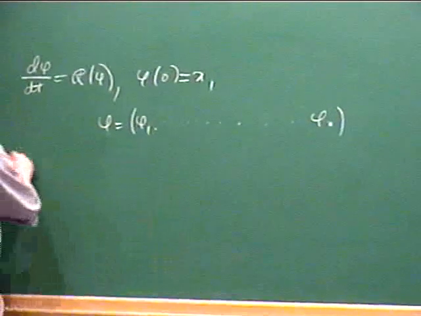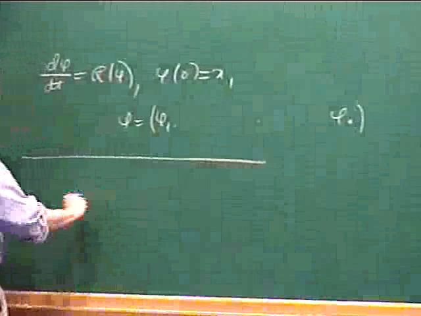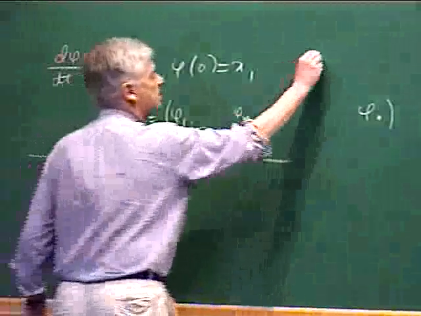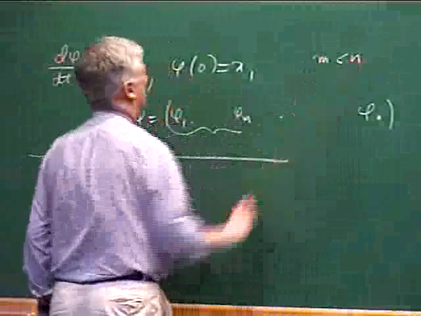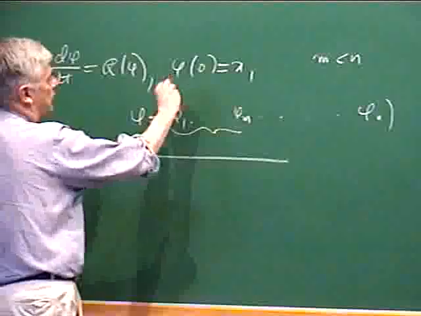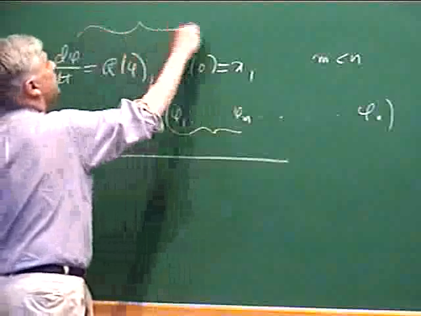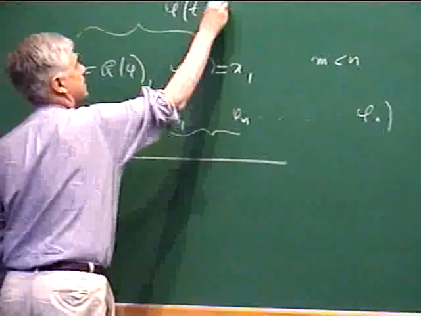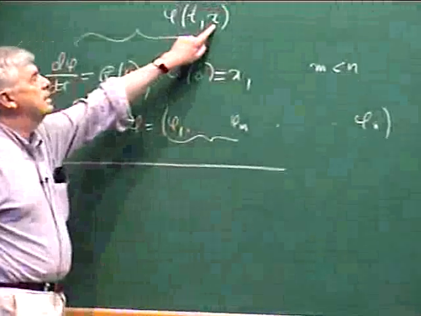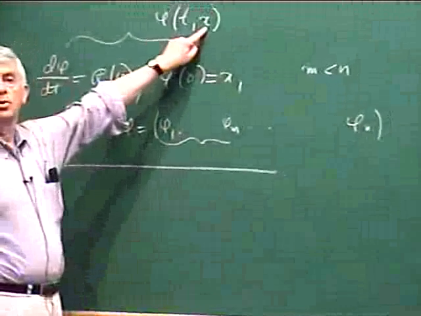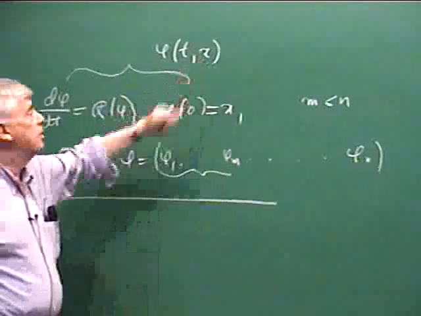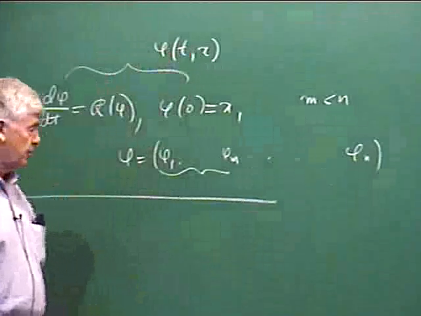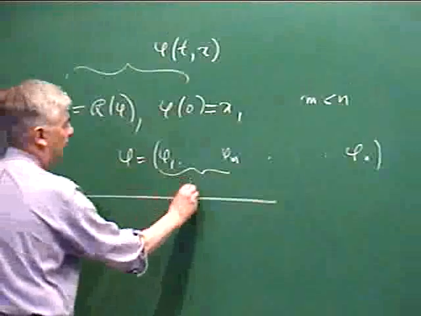So what we'd like to do is find a sub-vector of this one. Let me call it phi hat, with m components, where m is less than n. And let me introduce one more notation. Let me write the solution of this problem as phi of t and x. I'd like to put the initial data as a parameter in the solution, and that's going to be very useful. You can think of that as being Lagrangian variables and Eulerian variables if you think of fluids.